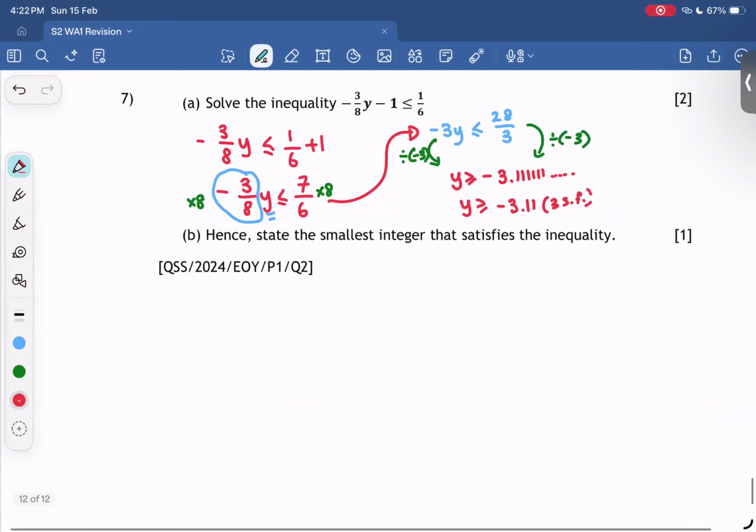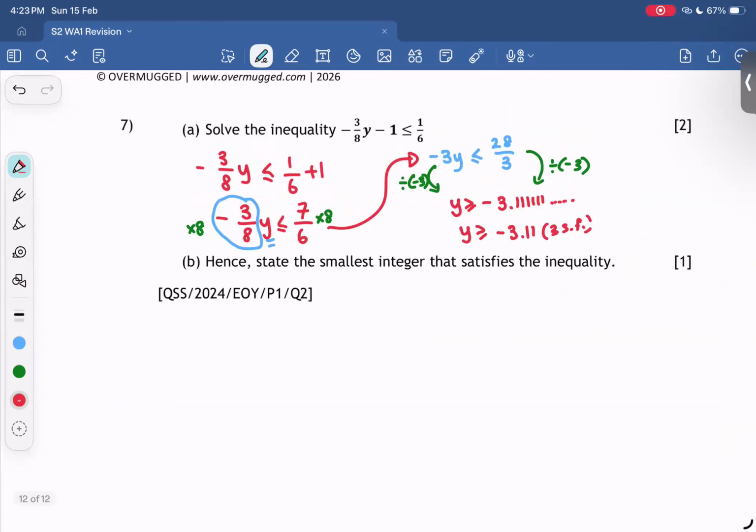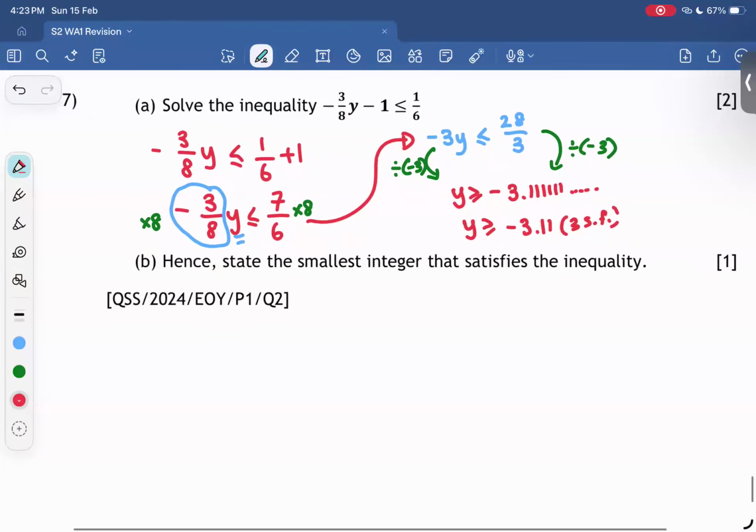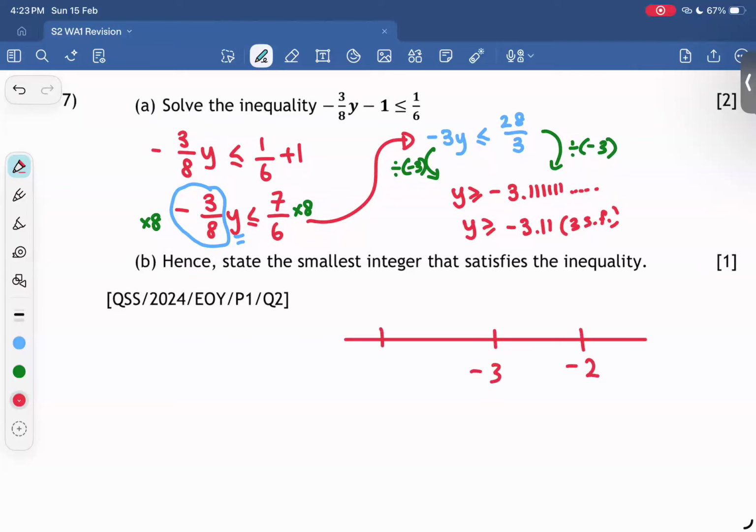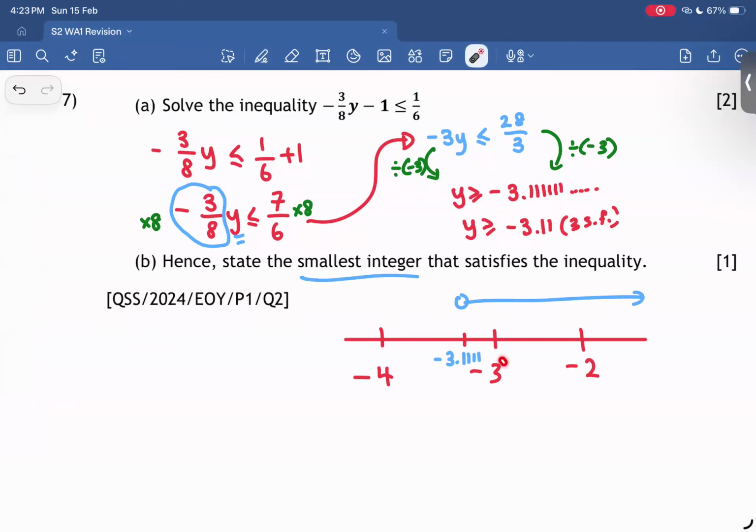And lastly, they asked to state the smallest integer that satisfies this inequality over here. So we will draw our number line as per usual. So I write down the numbers around -3.11. So let's say -2, -3, -4. So -3.11 will be somewhere around here. So this will be -3.1111. It must be more than, so more than means I'm moving to the right. So the smallest integer will be the number -3. So y will equal to -3 like that.